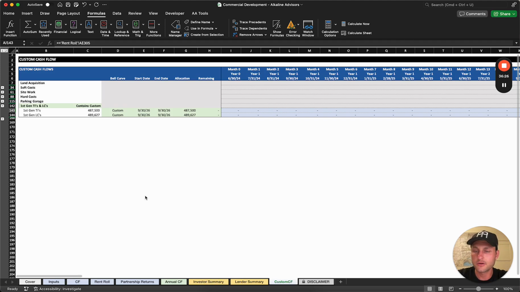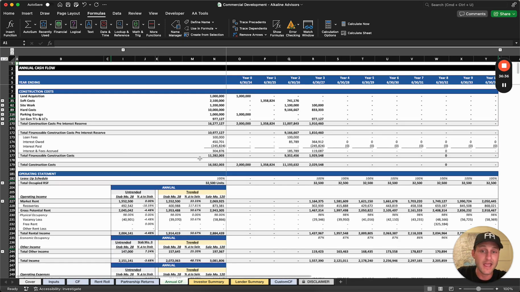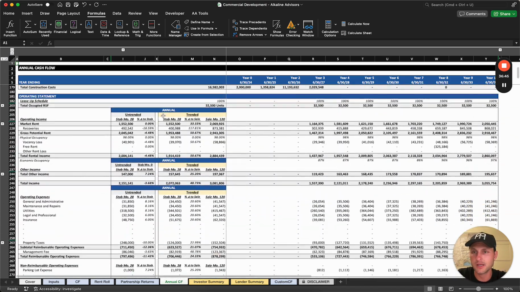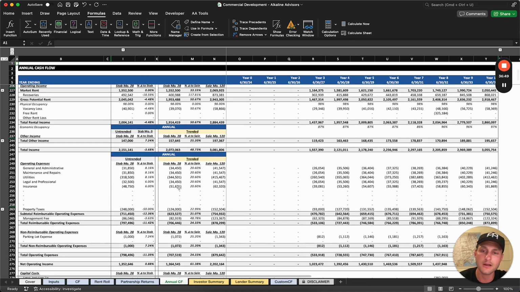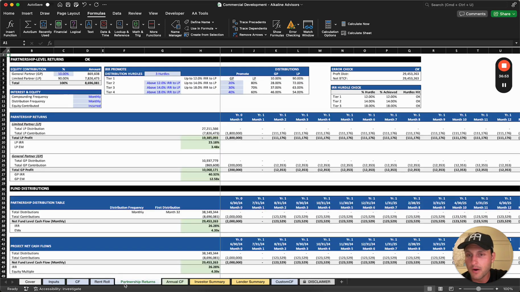So that's how the custom cash flow tab works. Going back to the cash flow tab, again, those were really the only inputs on that tab. And with that, we're now going to jump to the annual cash flow, which is just a consolidated version of the monthly cash flow, but this is all annualized. And you can see some other metrics and assumptions and snapshots that we have built out over here based on untrended versus trended at stabilization and then sale.